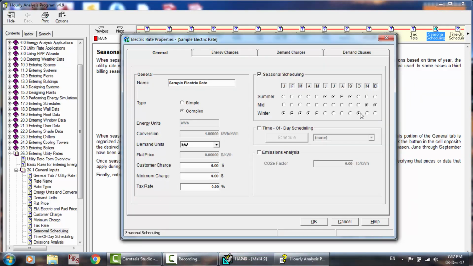But if you consider this for winter and they have the same price, it is included here. So we have here summer with different prices for these months, and here another price for this month, and so on.